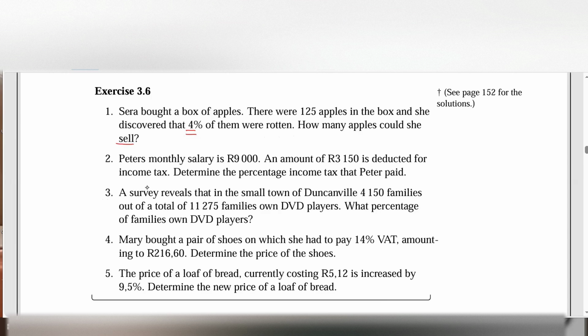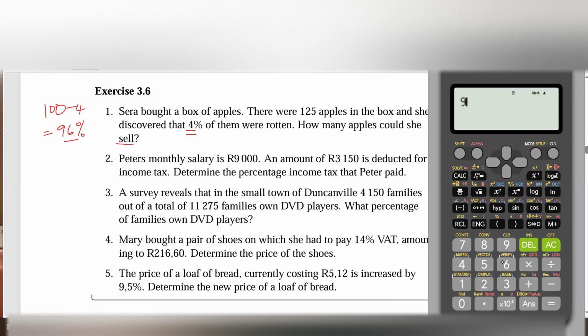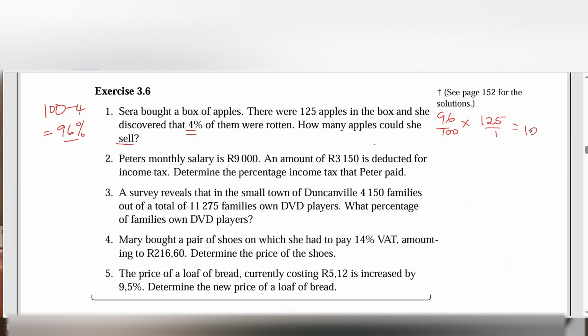4% of them were rotten. So you cannot sell the rotten apples. Okay, so that's going to be 100 minus 4, which is going to give us 96% of the apples that were good. So we can say that 96 over 100 multiplied by 125 over 1. Let's punch that in the calculator. So we are saying 96% times 125. What we get is 120 apples. So that is 120 apples that she needed to sell.